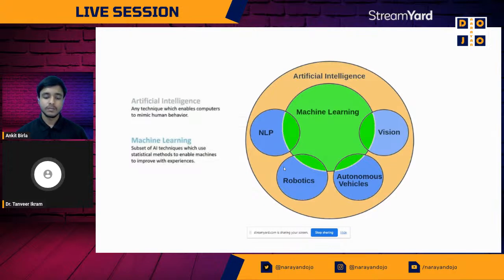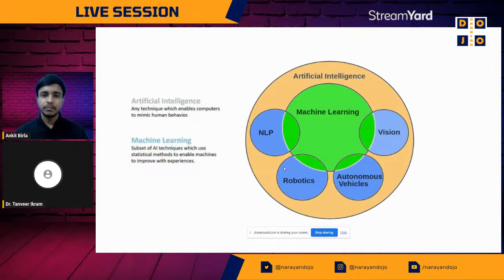Machine learning is a subset of artificial intelligence, and it is also the thing which supports artificial intelligence. Machine learning and artificial intelligence together give many areas: vision, autonomous vehicles, robotics, natural language processing. If we define machine learning, we can say that it's a subset of artificial intelligence which uses statistical methods.